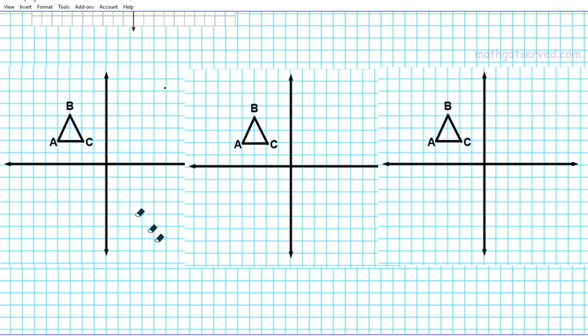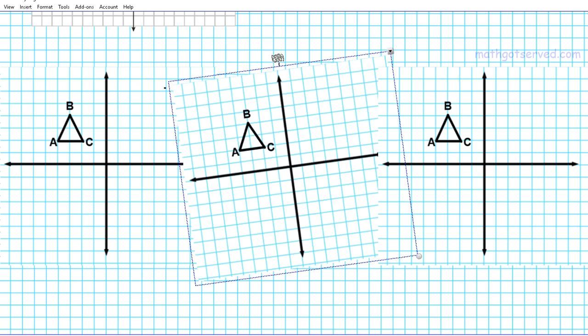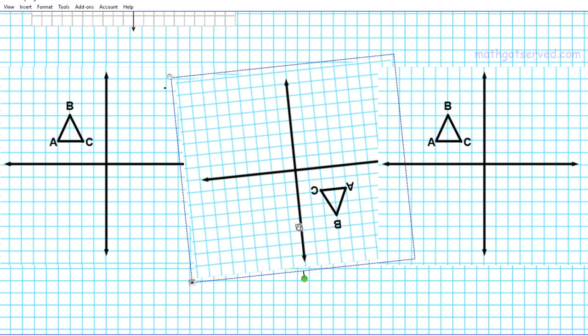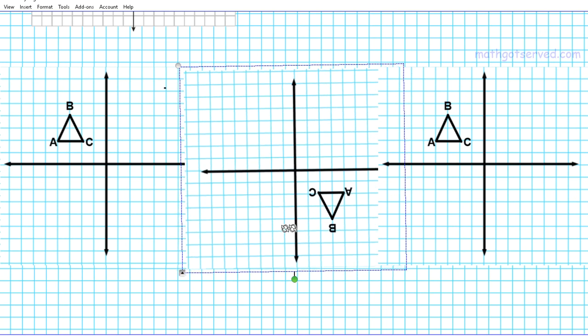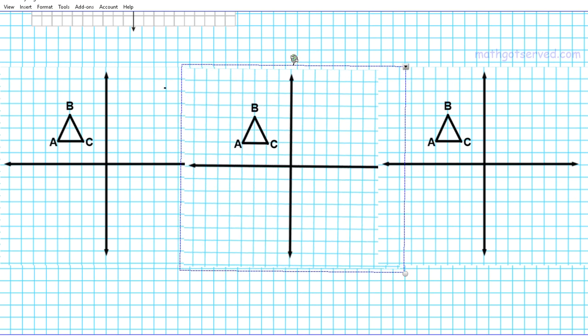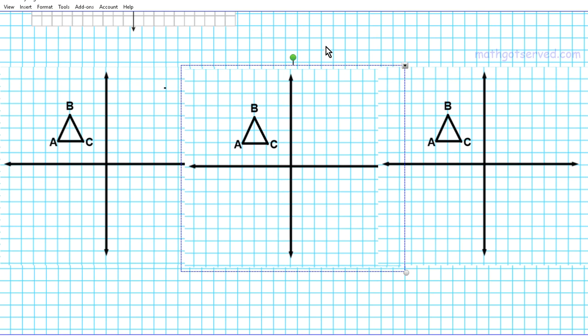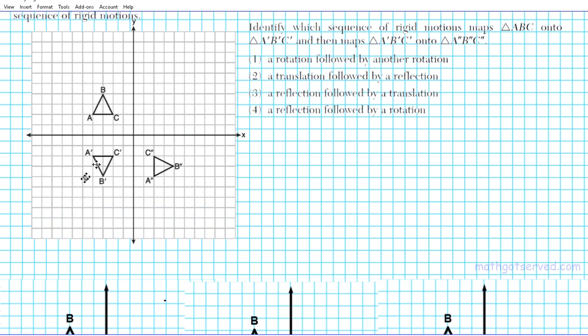So we have this configuration right here. Look at this triangle right here. If I rotate this triangle, what's going to happen is that it's going to end up on the other side. So rotating triangle ABC will result in A prime being on the other side, and then C prime will be on the left and A prime will be on the right. So that automatically eliminates that first option there.